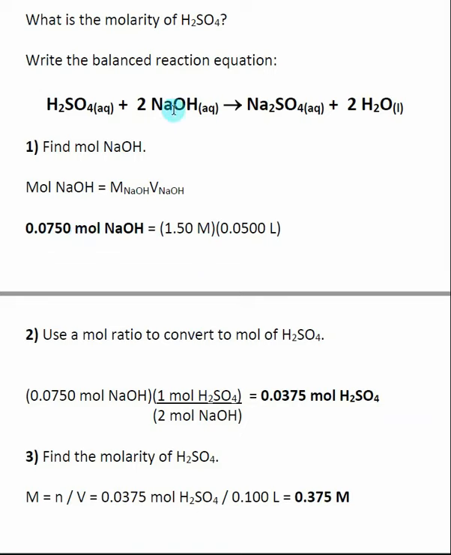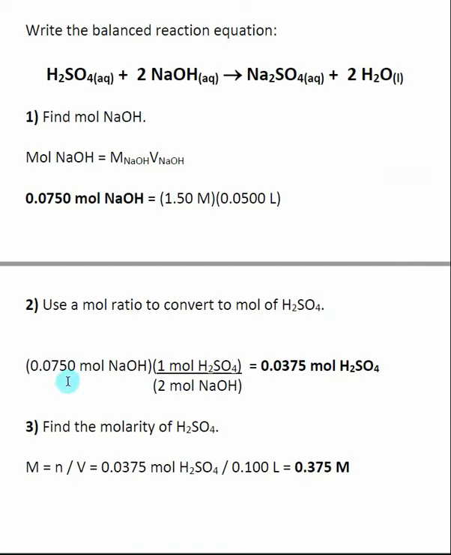And now what I'm going to do is say, if I used up all of my NaOH, how much sulfuric acid was used up to complete that reaction with our NaOH. So I do a mole conversion using this reaction. I know it took 0.075 moles of NaOH, and then from this reaction I know it's a 2-to-1 mole ratio. So it says for every 2 NaOH I use up 1 H2SO4, or we can say for every 2 moles of NaOH we use up 1 mole of H2SO4.